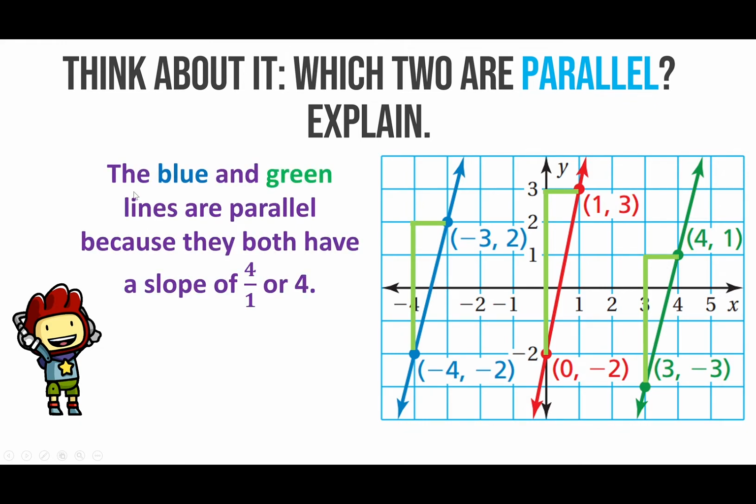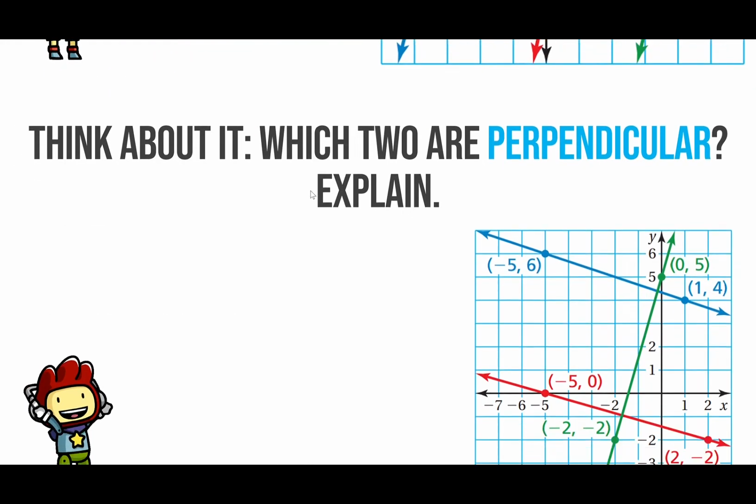So I'm going to write as my answer, the blue and green lines are parallel because they both have a slope of 4 over 1, or 4. So the answer is blue and green. How about this one right here?